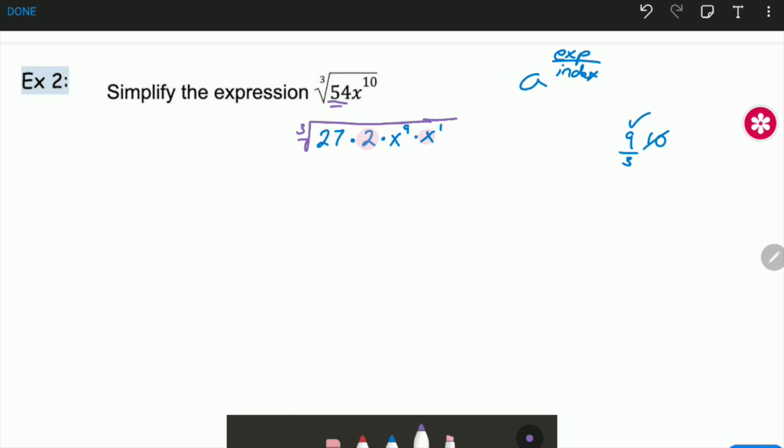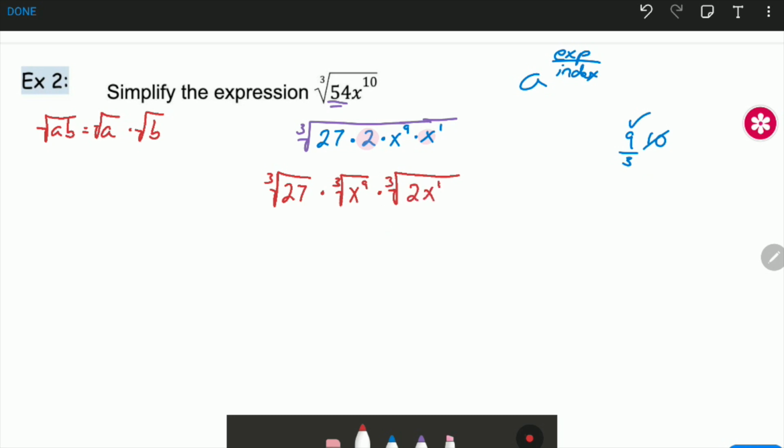Now that we have that, we are going to separate, like we have done before, with the property for radicals that says if we have a times b in the radical, we can separate it into radical a times radical b. Applying this property, we are going to separate the cube root of 27, and we're going to separate the cube root of x to the 9th. We're going to leave the stuff highlighted in pink, the stuff that was not part of our perfect cubes, inside the radical. And then we'll just go ahead and simplify each of the ones that were perfect cubes.